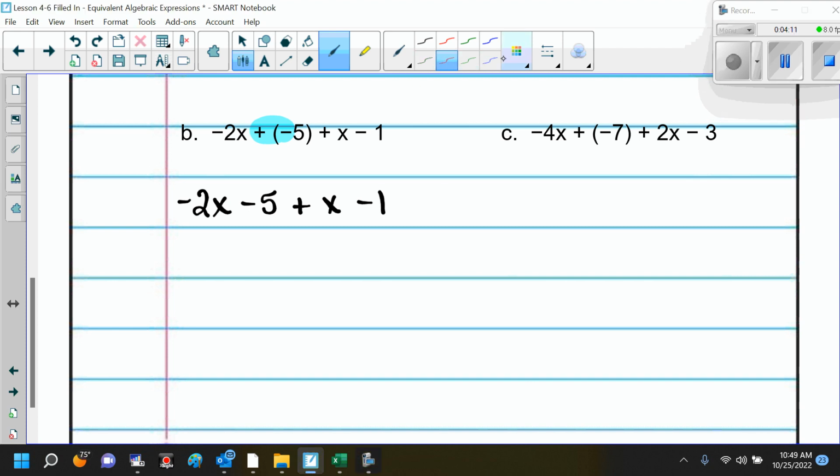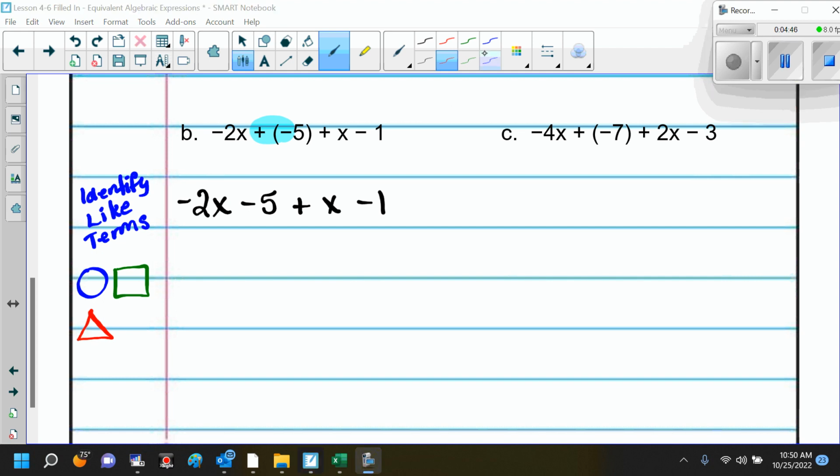Now we want to identify our like terms. Now, the way we're going to identify our like terms is we're going to circle them. We're going to put squares or rectangles around them. We're going to put triangles around them. If we need to, we can make more shapes too. Okay?